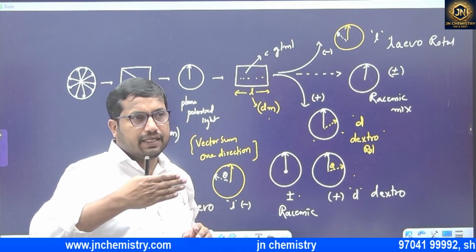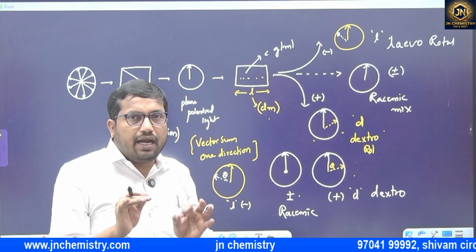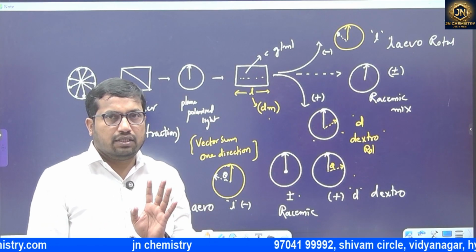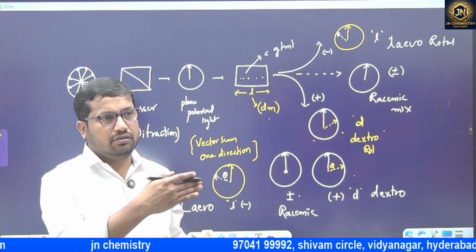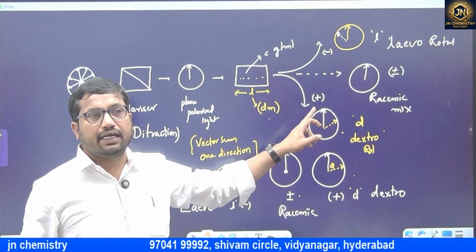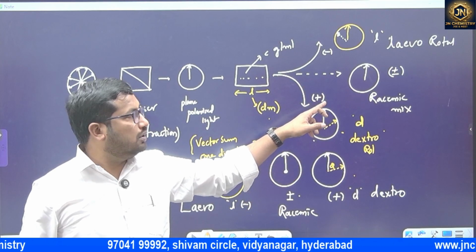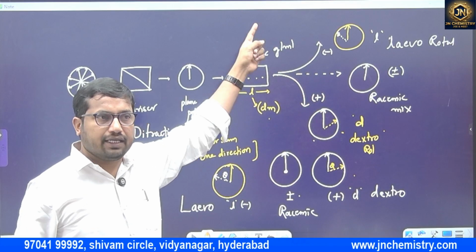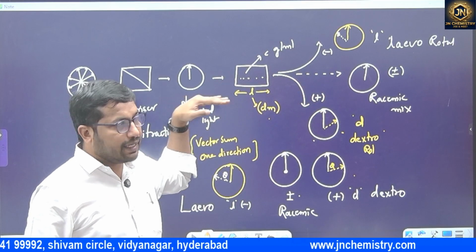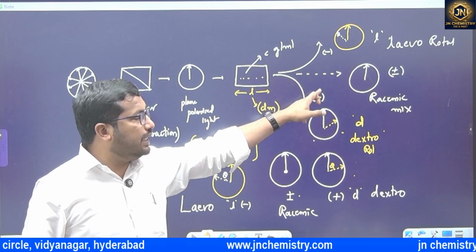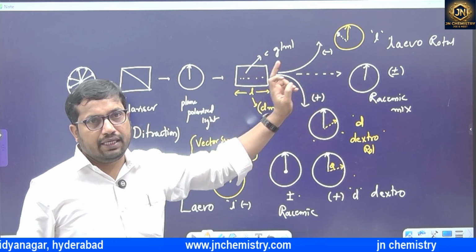When we are passing the plane polarized light, optically active compounds rotate either clockwise or anti-clockwise, doesn't matter. If it is going straight, it means racemic mixture. Racemic mixture means optically inactive. Optically active means either clockwise or anti-clockwise. If it is going straight, it means optically inactive. Racemic mixture means optically inactive.